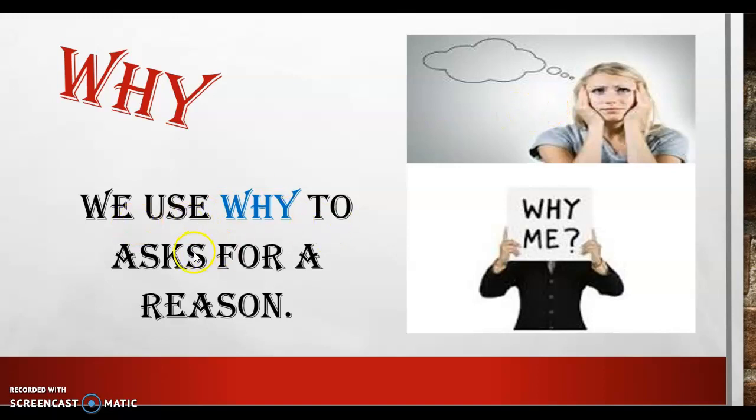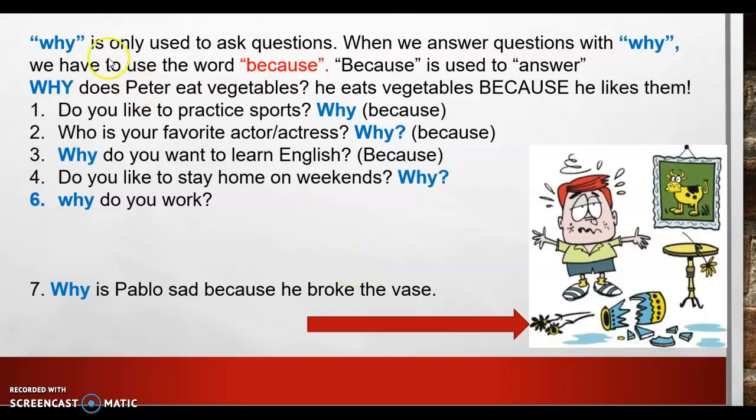We use why to ask for reasons. Why me? Okay, let's see more examples. Why is used only to ask questions. When we answer a question with why, we have to use the word because. For example, why does Peter eat vegetables? He eats vegetables because he likes them. Do you like to practice sports? Why? Why do you like to practice sports? Because, you give the answer.